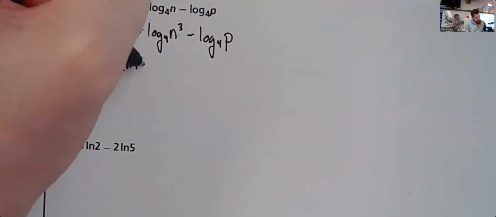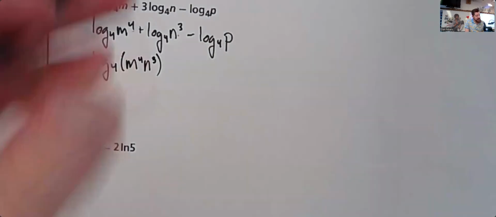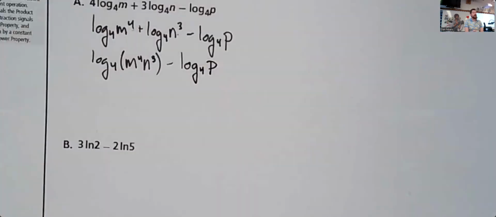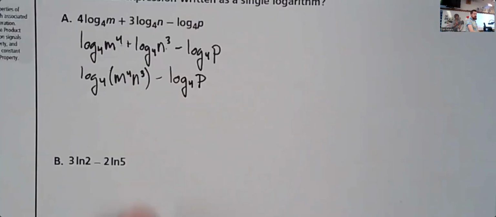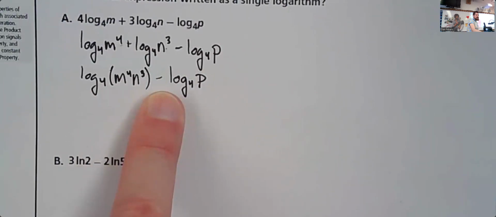And I'll put those in parentheses just because it's getting a little bit more expanded. And then we're going to have minus log base 4 of p. What do we do to incorporate the subtracting of this log base 4 p into this single argument over here? How do we incorporate this using the quotient property for logarithms? Being subtracted.